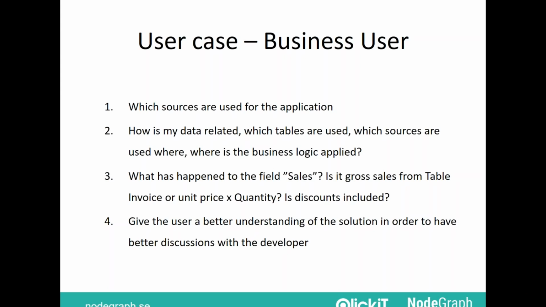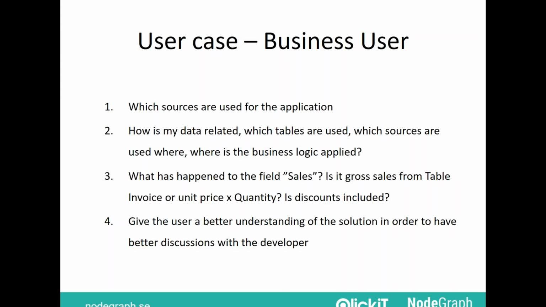As I mentioned before about the Field Explorer and the field sales, have we actually taken the field gross sales from a table called invoice, or have we used the field price times quantity instead? Have we included freight charges? Are invoice charges included? Have we excluded some departments? We don't really know in the end-user application in QlikView, but Nodegraph can tell you that.